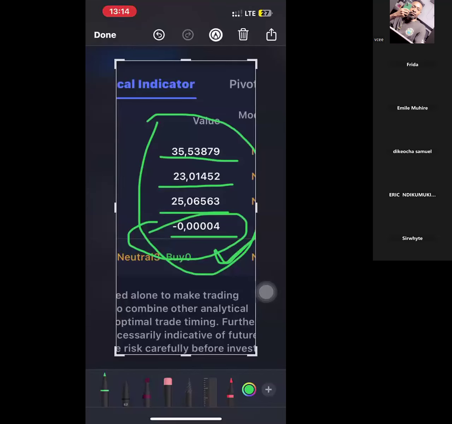But these first three values must be 20 or below. These three values must be 20 or below.